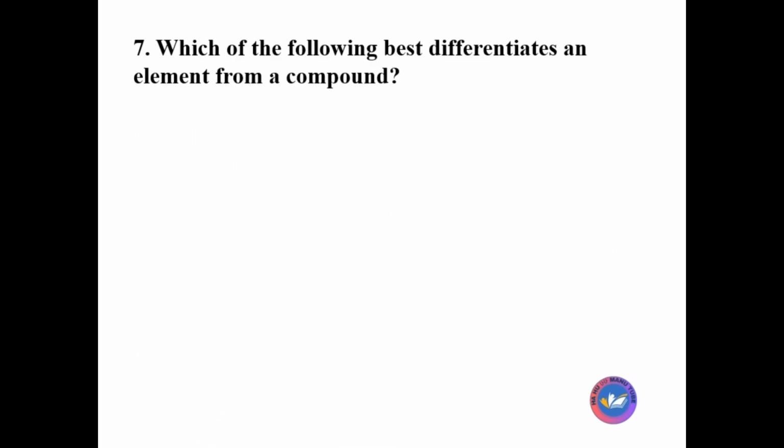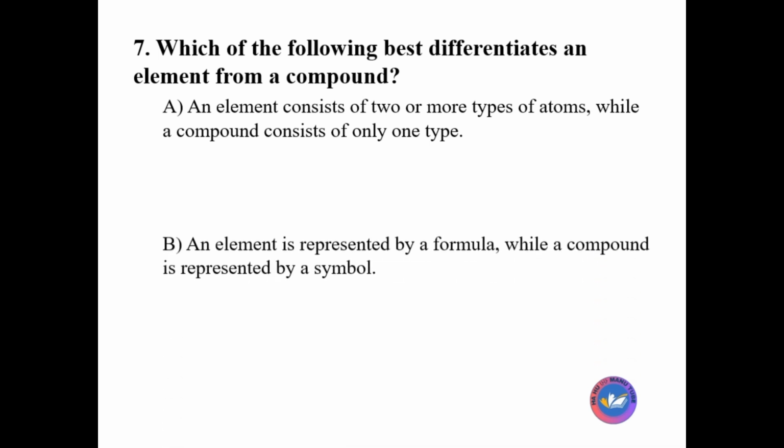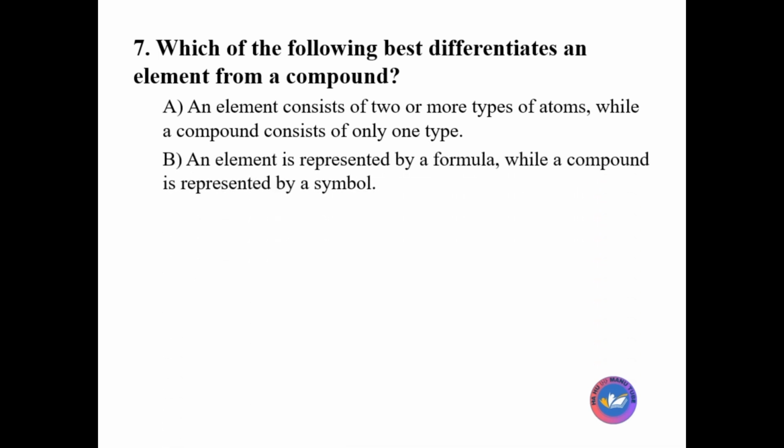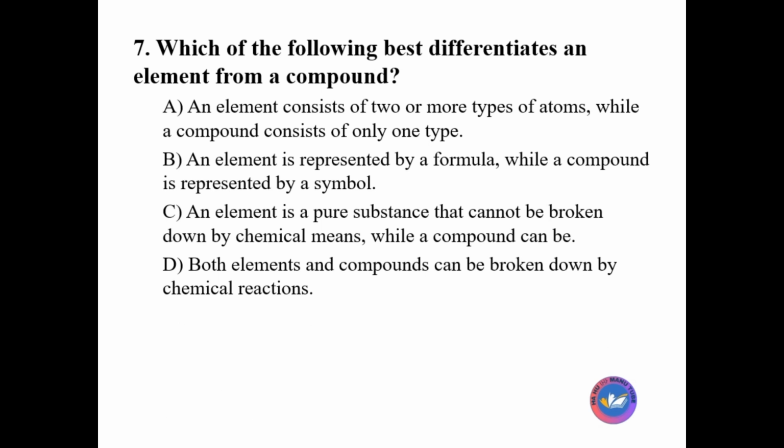Question number 7. Which of the following best differentiates an element from a compound? A. An element consists of two or more types of atoms, while a compound consists of only one type. B. An element is represented by a formula, while a compound is represented by a symbol. C. An element is a pure substance that cannot be broken down by chemical means, while a compound can be. D. Both elements and compounds can be broken down by chemical reactions.